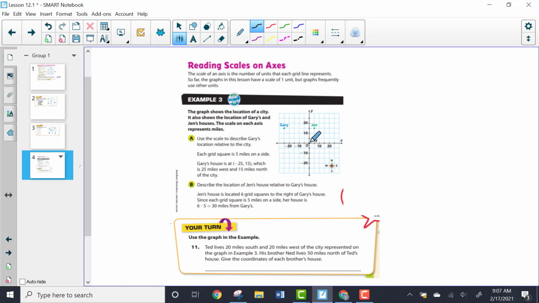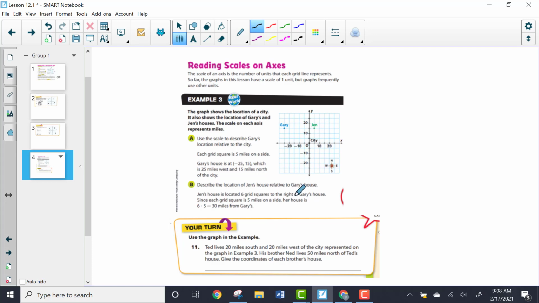So on this axis, the north would be going up here, east would be to the right, south, and then west. Okay, so we have point -25, 15, so you can see Gary's house is right there. It says describe the location of Jen's house relative to Gary's house. So you can see Jen's house is 5 miles east and then 15 miles north of the city. Okay, how do we know that? 5 miles east to the right, and then 15 miles north there up on the y-axis.